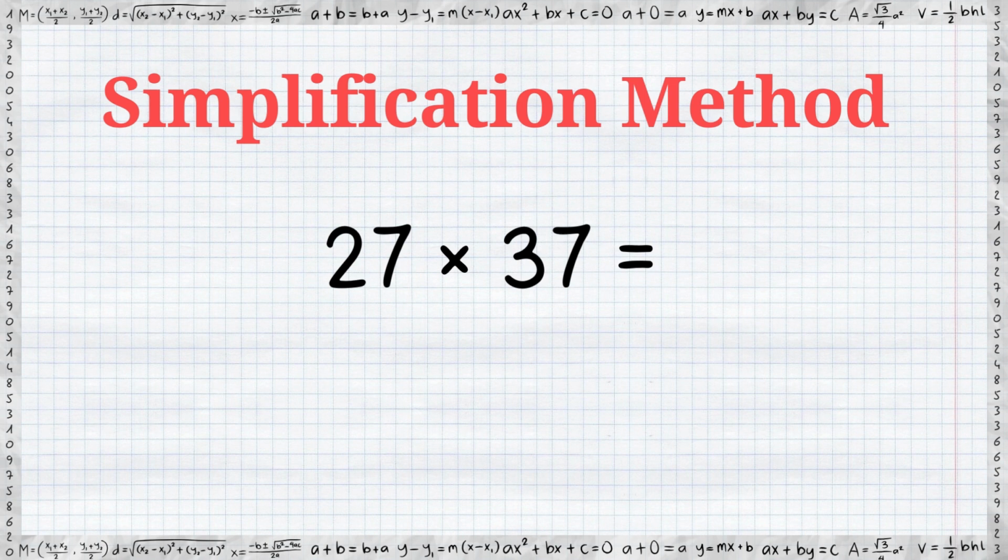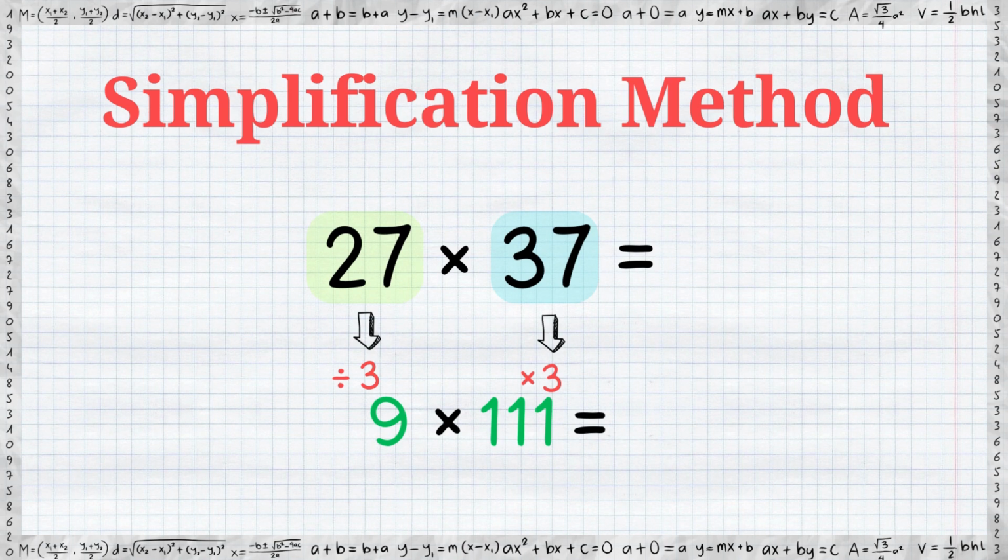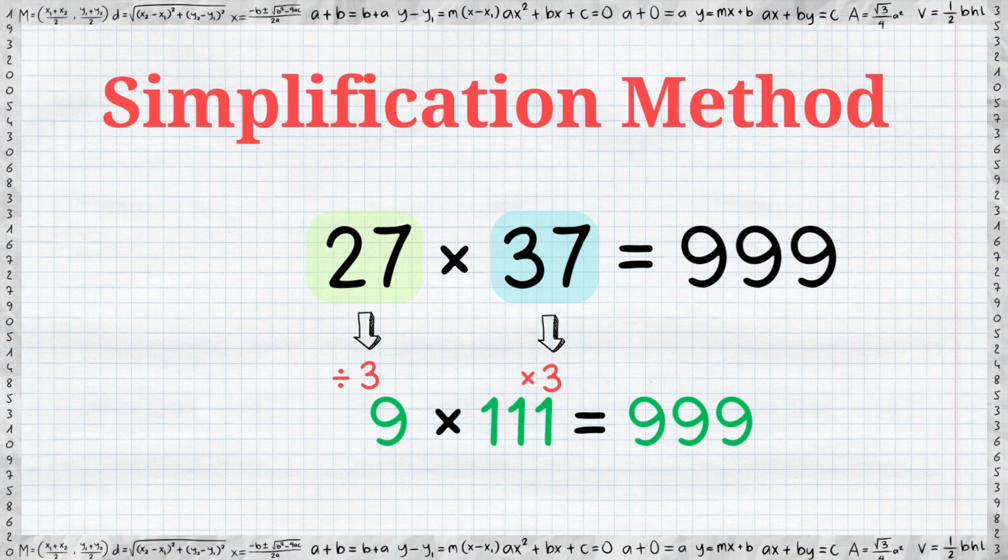Alright, let's tackle our final problem: 27 times 37. Here, we can simplify the process by dividing 27 by 3, resulting in 9. Multiplying 37 by 3 gives us 111. Now, when we multiply 9 by 111, the answer would be 999. And this is exactly the same result we get when we directly multiply 27 by 37.